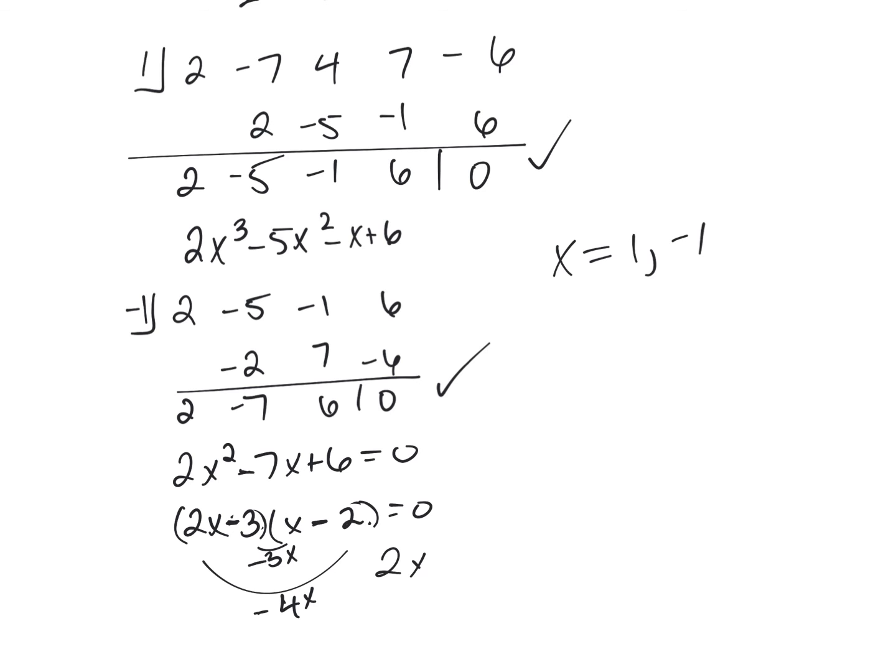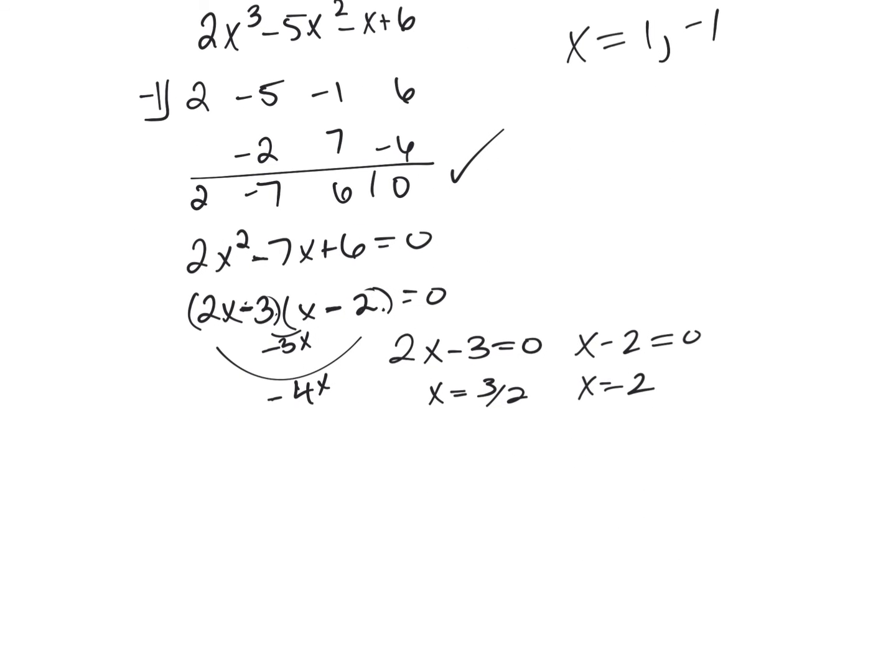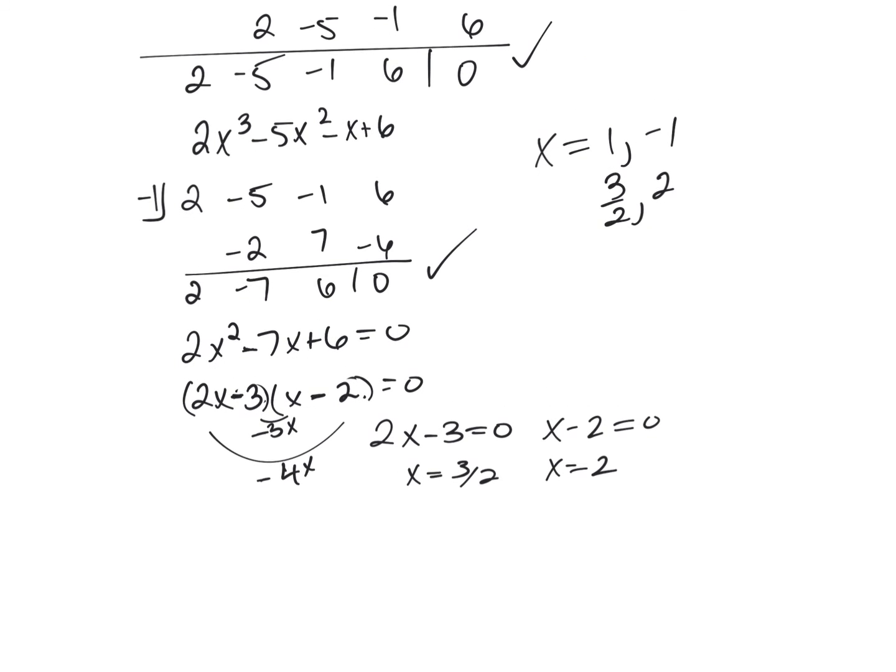So that's 2x minus 3 equals 0. X equals 3 halves, if you add 3 and divide by 2. And x minus 2 equals 0. X is 2. So I have -1 and 1, 3 halves, and 2. Those are my 4 answers.